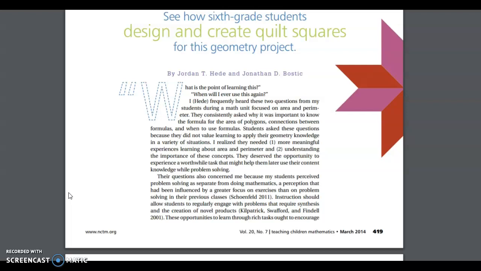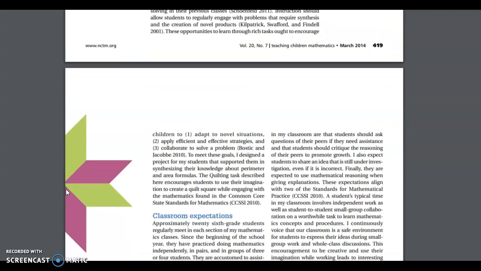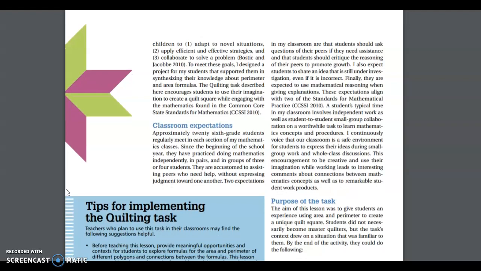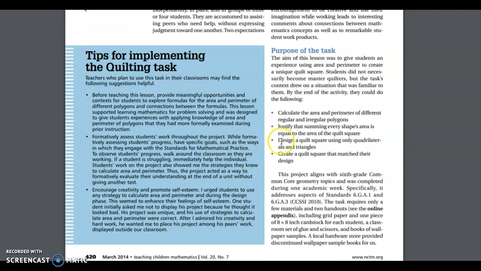This project will encourage children to adapt to novel situations, apply efficient and effective strategies, and collaborate to solve a problem. By the end of this activity, the students were expected to calculate the area and perimeter of different regular and irregular polygons, justify that summing every shape's area is equal to the area of the quilt square, design a quilt square by using only quadrilaterals and triangles, and create a quilt square that matched their design.